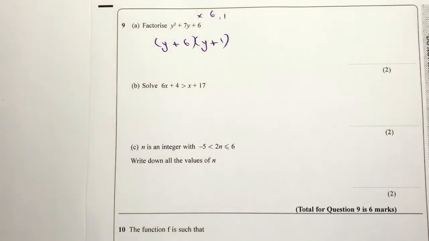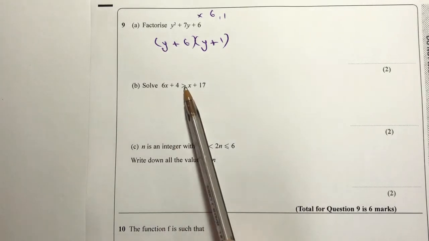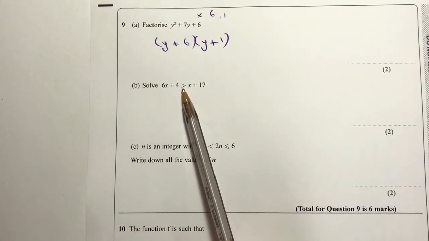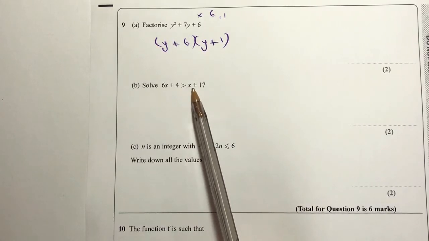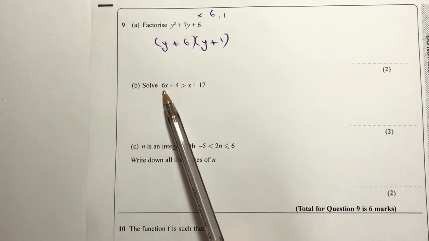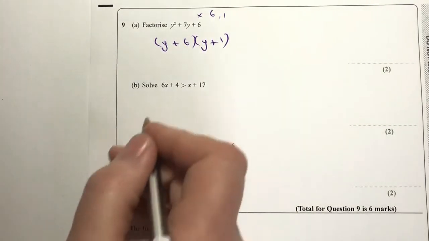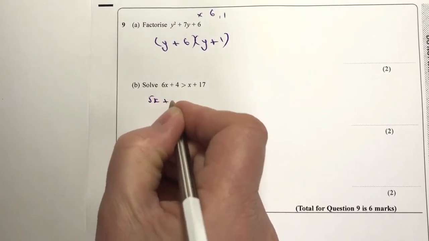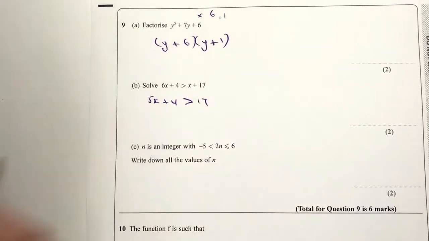Okay, and then we've got this next bit, which is dealing with an inequality. Inequalities are best kind of dealt with more or less as linear equations, really, but you've got to remember to keep this greater than, less than sign in the middle. Okay, so what I'm going to do is I'm going to take this x value, I'm going to move it over to this side by taking it away. So I end up with 5x plus 4 is greater than 17.